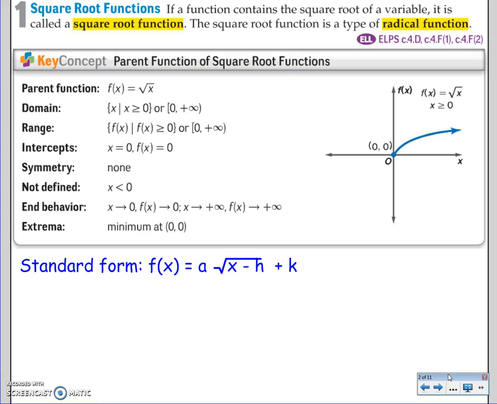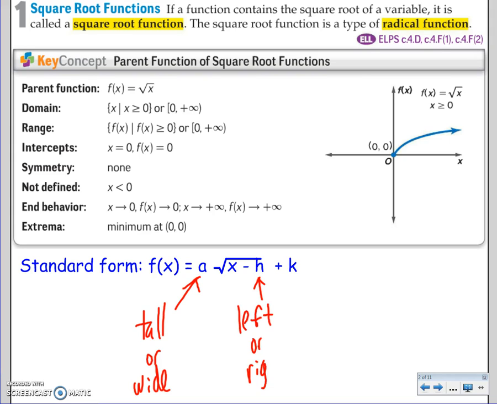You need to know standard form. This is not a formal chart, but it's what we used before. f(x) equals a times the square root of (x minus h), plus k. A does the same thing it's always done. A makes it taller or wider. Remember, tall also means skinny, wide means fat. H moves it left and right.